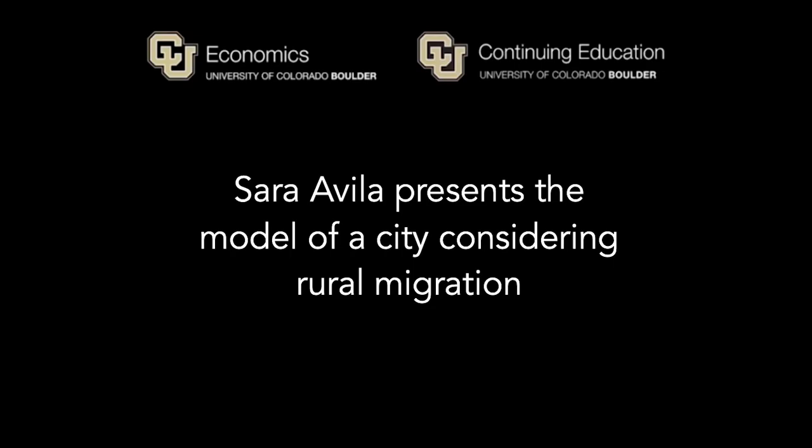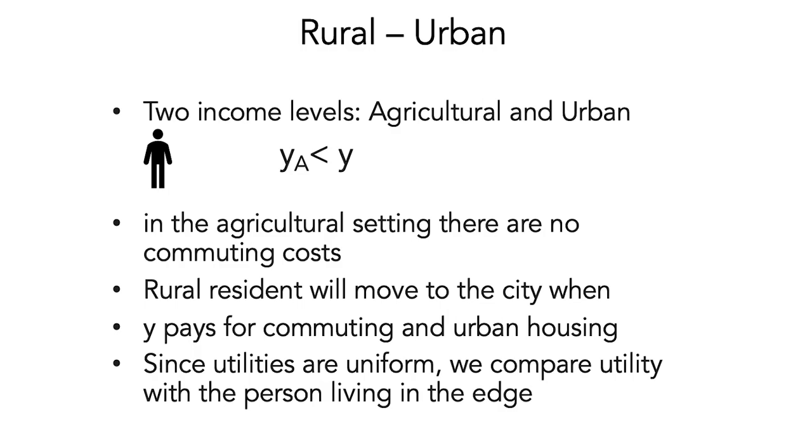In this video, we're going to use the monocentric model to explain rural-urban migration. Since this happens mostly in the developing world, in the text, Jan Brueckner calls it cities in developing countries. So here we go. We have two income levels: one is the agricultural income and one is the urban income. Let's suppose that the agricultural income is lower than the urban income.